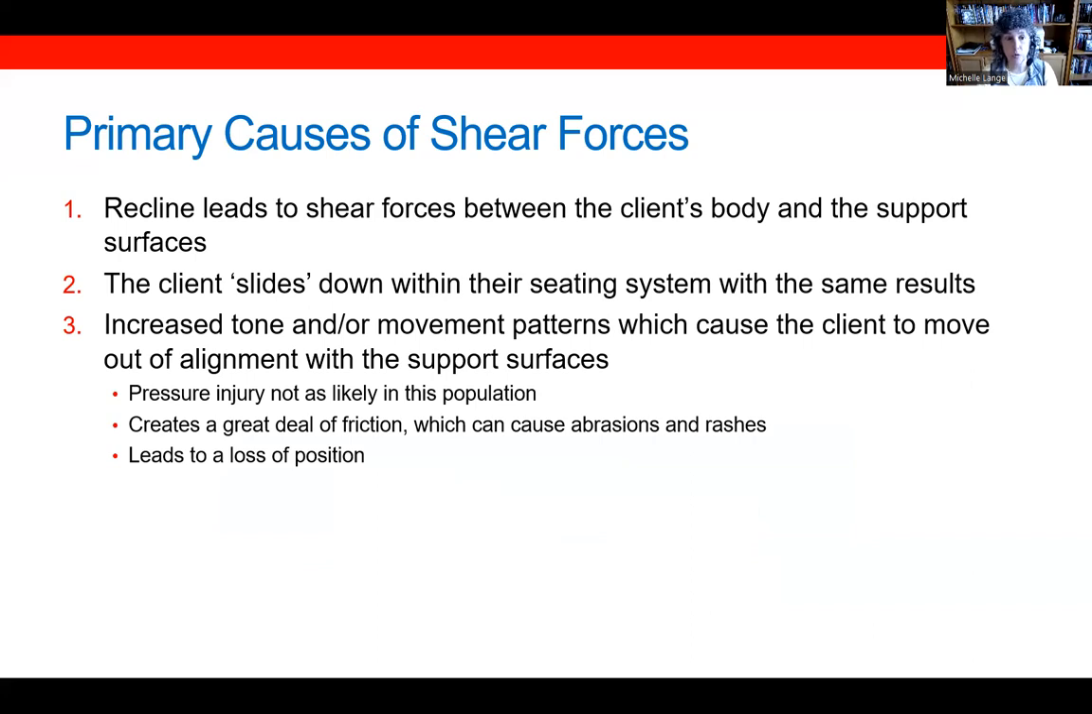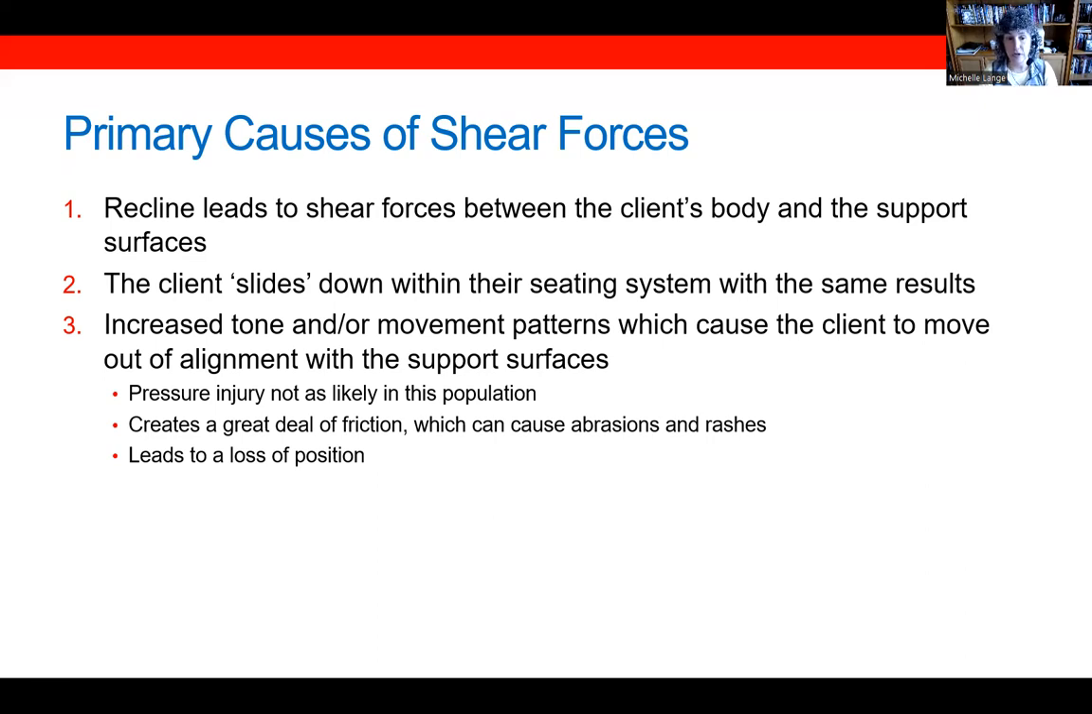There are three primary causes of shear forces that we're going to concern ourselves with today. Recline can lead to shear forces between the client's body and the support surfaces. The client may simply slide down within their seating system with the same results. They've moved out of alignment with support surfaces. And it could be that increased muscle tone and/or movement patterns cause the client to move out of alignment with the support surfaces.